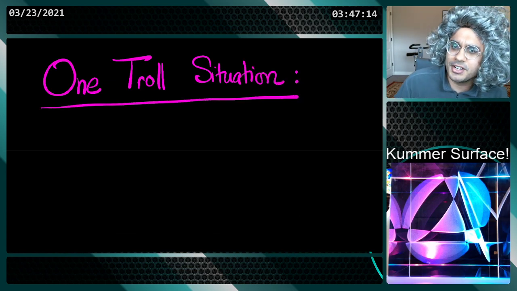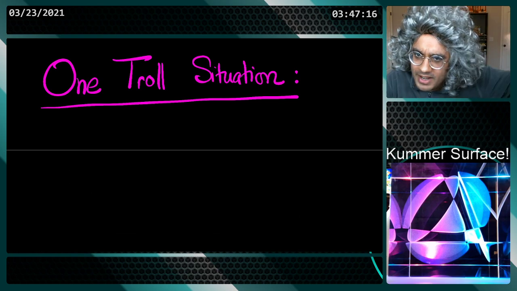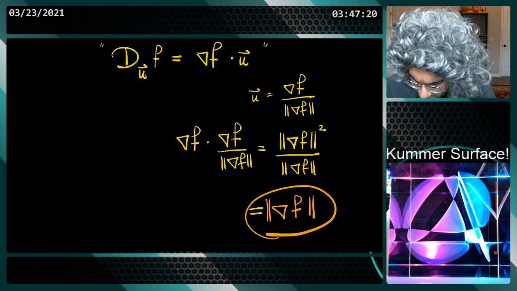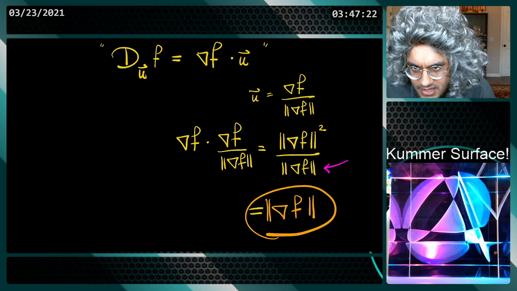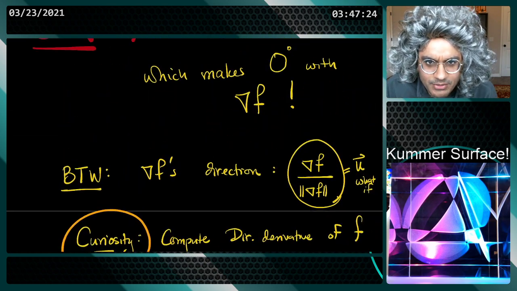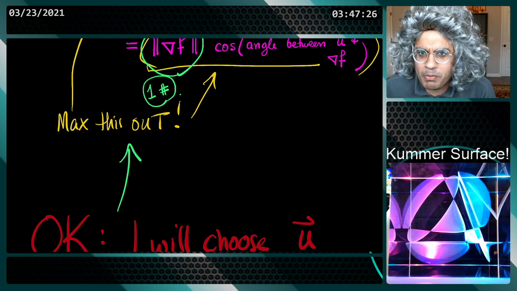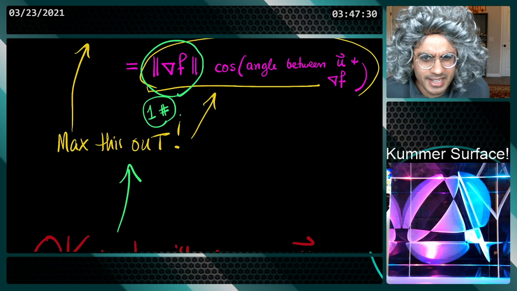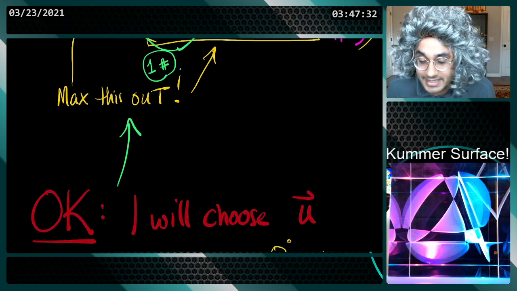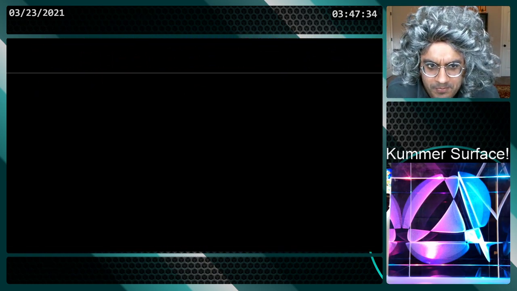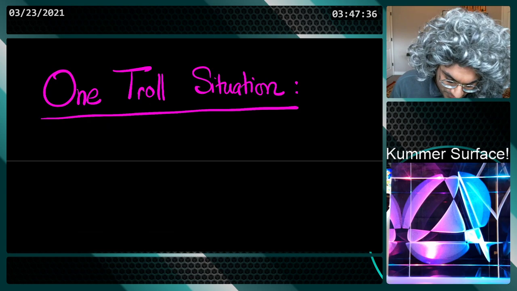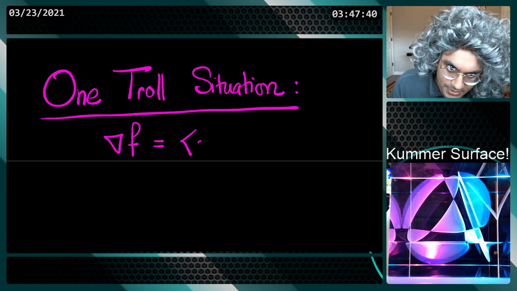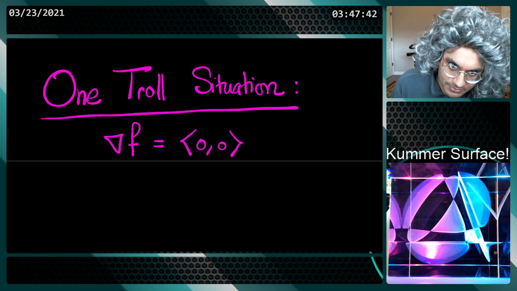Go back and look at everything I was saying. I was drawing actual arrows. I divided by the norm of the gradient. You see that division right there? I did that. Is the zero vector perpendicular to anything? Philosophy question. I don't know. One troll situation: what if the gradient is equal to 0, 0?